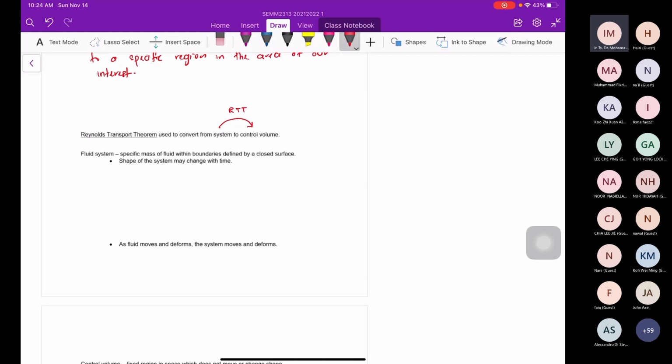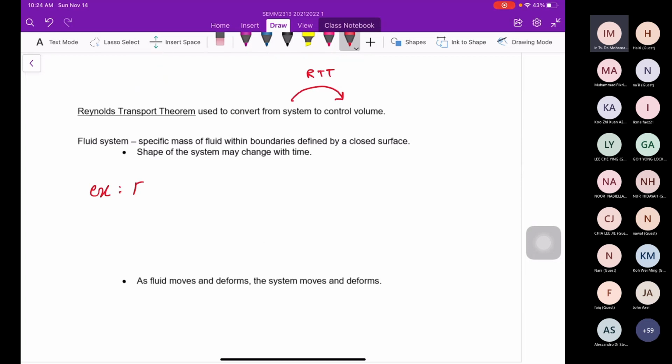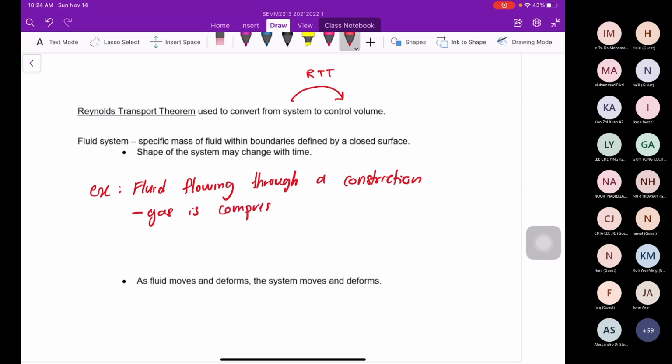For example, fluid flowing through a constriction. So that means the gas is compressed.